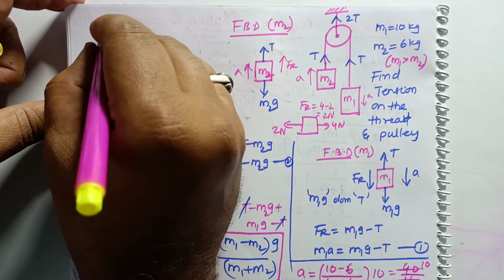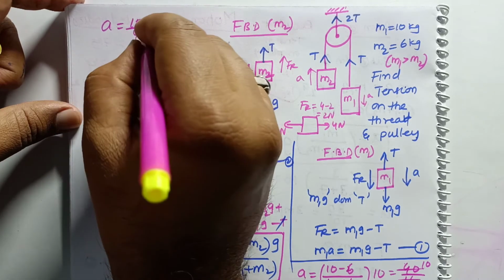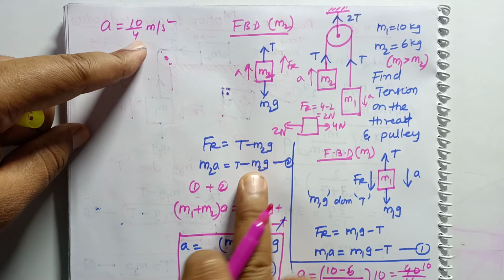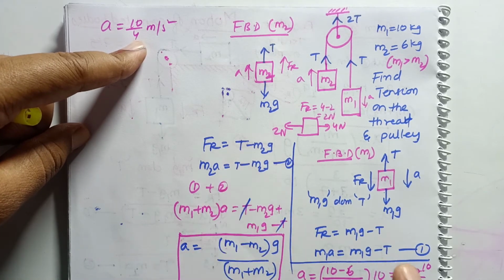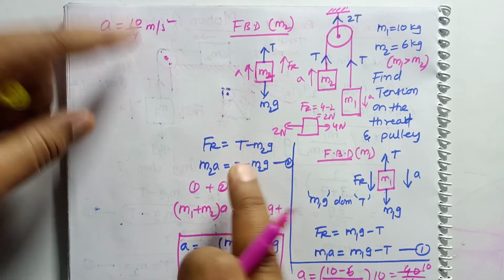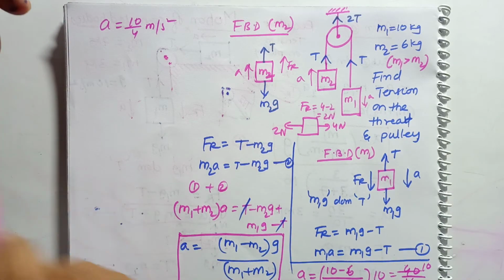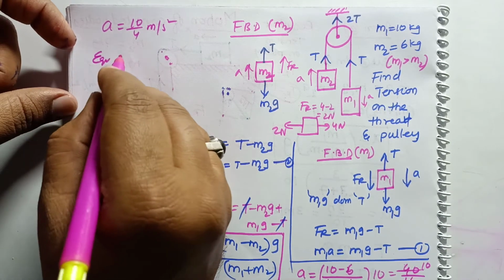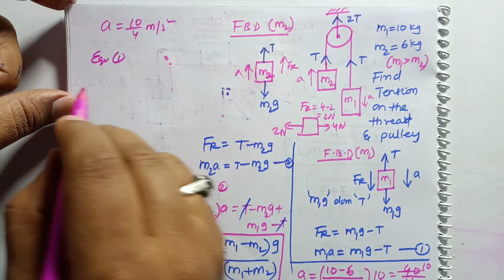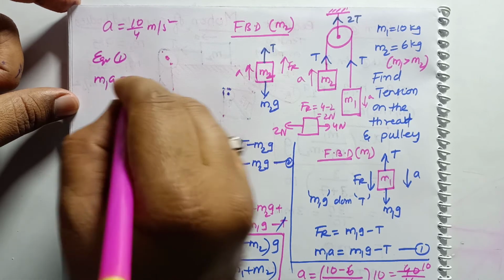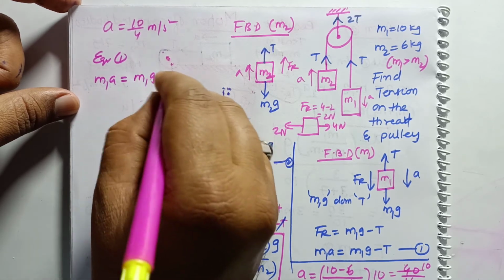Once you get the acceleration A equal to 10 by 4 meter per second square, can't you substitute this acceleration in equation number 1 or 2? Anywhere you can substitute and find the tension, you are getting the same answer. It doesn't matter. So let us consider equation number 1: M1 into A is equal to M1 into G minus tension T.